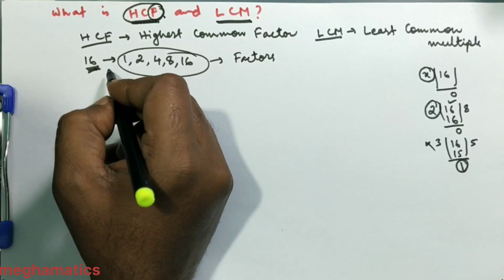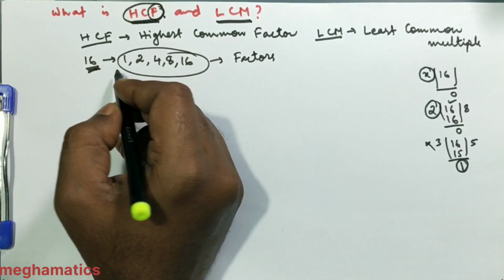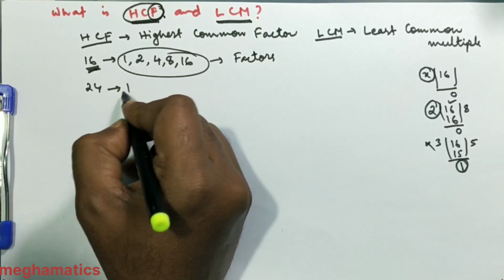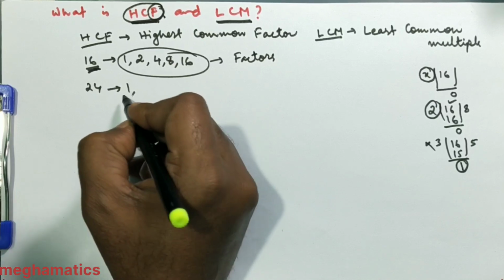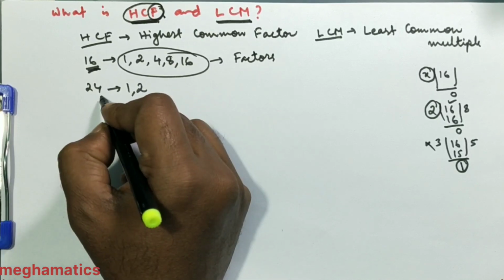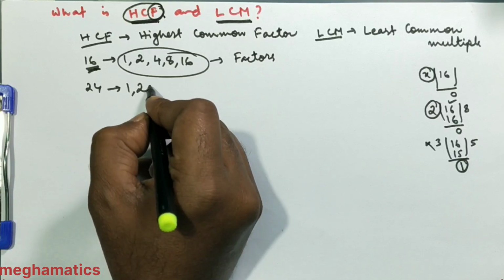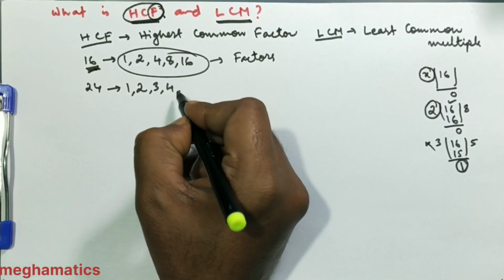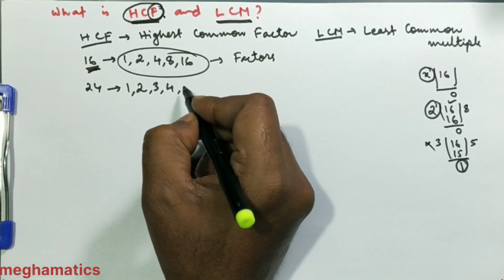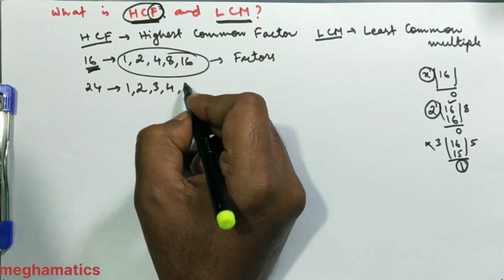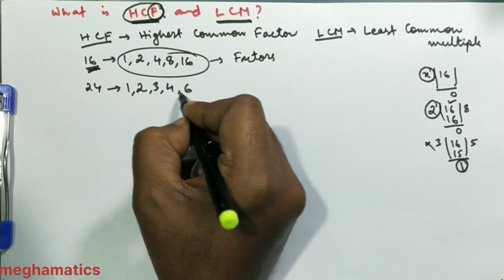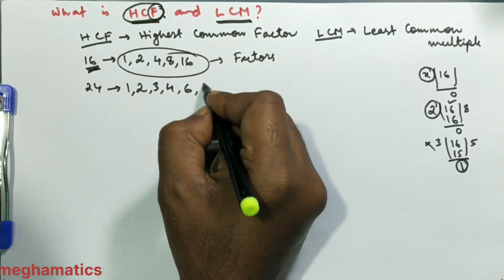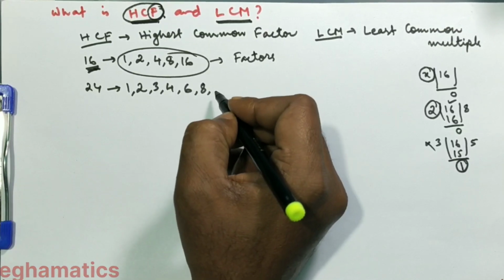In the same way, if we find the factors of another number, like suppose we take 24, what will be the factors? First 1. If we divide any number by 1, the remainder is 0. Then if we divide by 2, 2 12s are 24, the remainder is 0. If we divide by 3, 3 8s are 24, the remainder is 0. If we divide by 4, 4 6s are 24, remainder is 0. 5 4s are 20, then there will be a remainder of 4, so 5 is not a factor. Then we'll try 6. Yes, if we divide by 6, the remainder is 0, so 6 is also a factor. Then 8 3s are 24, the remainder is 0, so 8 is also a factor.